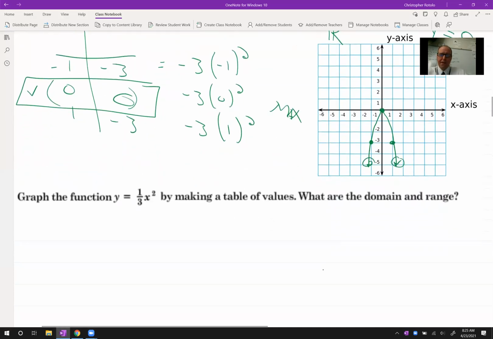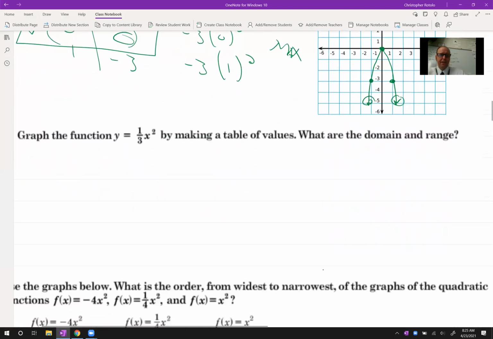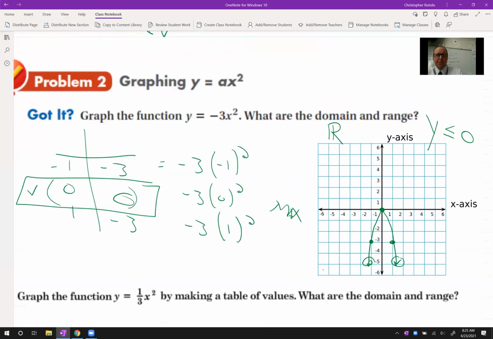All right, we're going to make a table of values and graph this one here, right? So what happened here? This one was upside down, right? Because our a value was -3. So since it's negative, it should open down, and then we made that table.